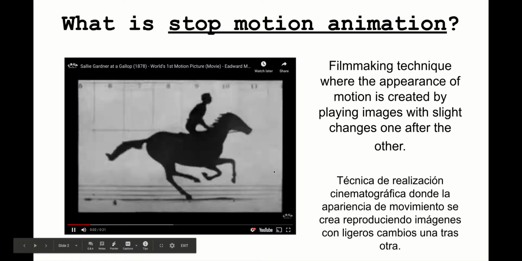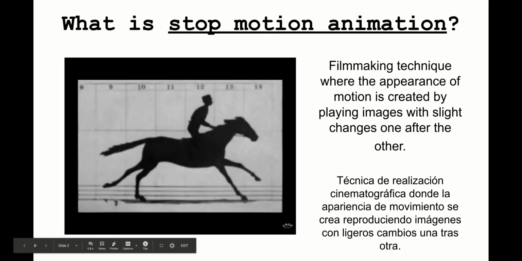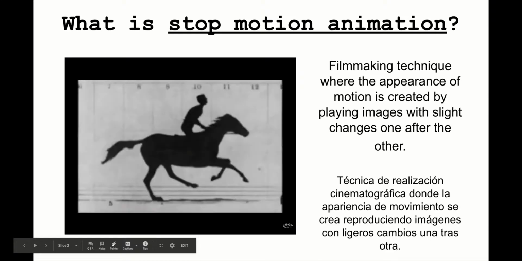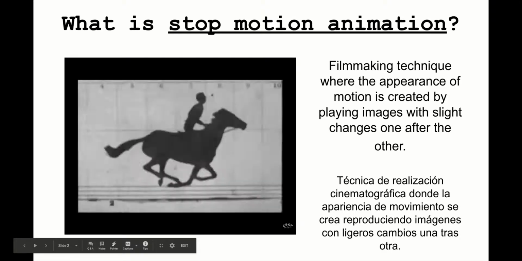You'll notice it's just a simple image of a horse galloping. Now it slows down and we can see each frame is just slightly different. And then once it starts to speed up, we get the impression that the horse is actually moving.